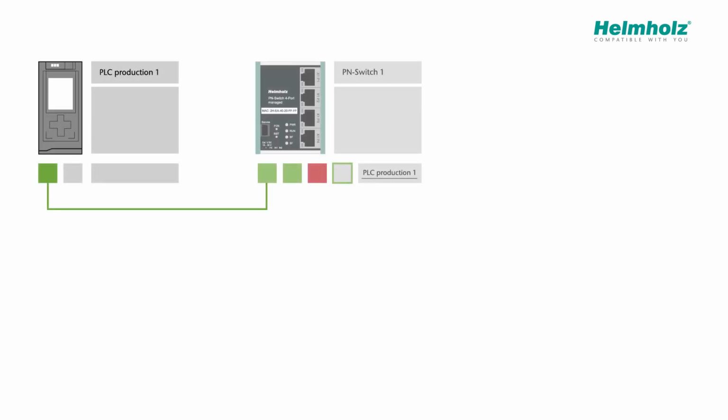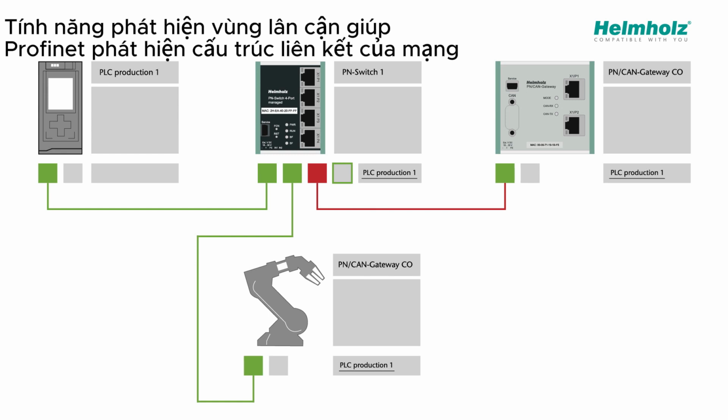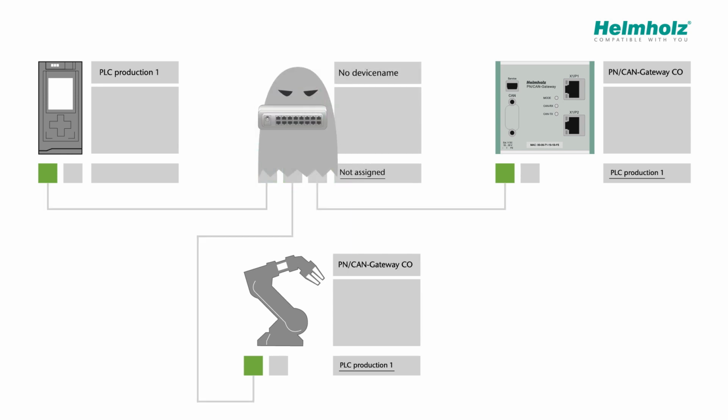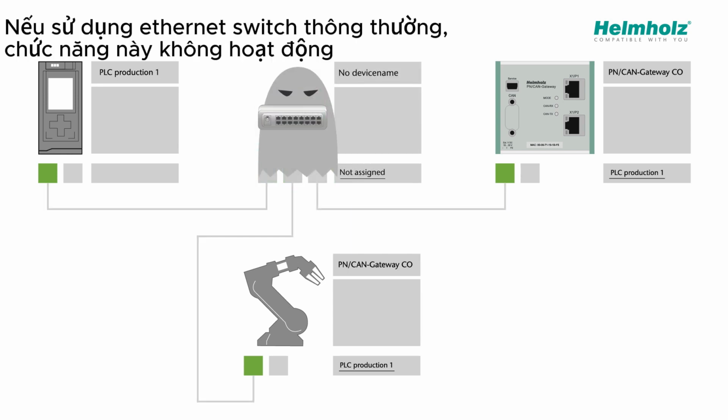Using neighborhood detection, Profinet is able to detect the topology of a Profinet network and makes it easier to locate cabling errors. You can even predefine the topology of the network before the system is started up and check the corrected layout. If a standard switch without the functionality of Profinet is installed, this will no longer work.